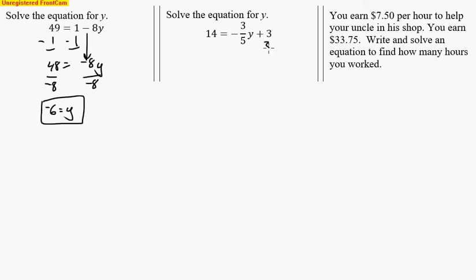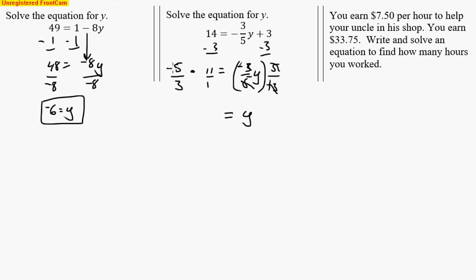On this one, I subtract the 3 from both sides, leaving me with 11 equals negative 3/5 y. So I'm multiplying by the reciprocal. The reciprocal will cancel out the 3's, it'll cancel out the 5's, and the negative signs will cancel, leaving me with y. Now whatever I do to one side, I have to do the same thing to the other side. It doesn't matter where the negative sign goes, it just matters that the 5 and the 3 are in the right positioning of the fraction.